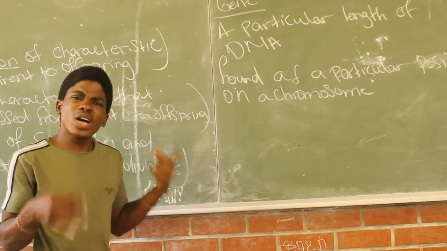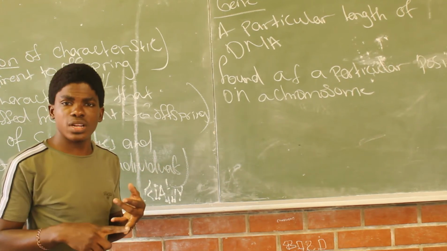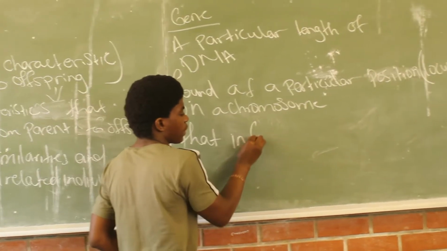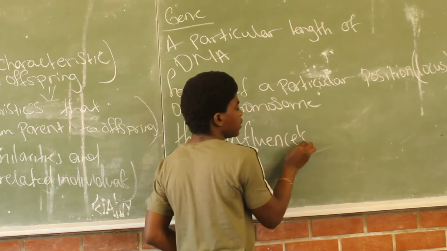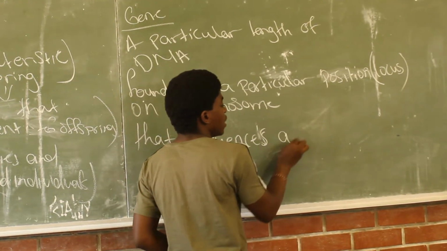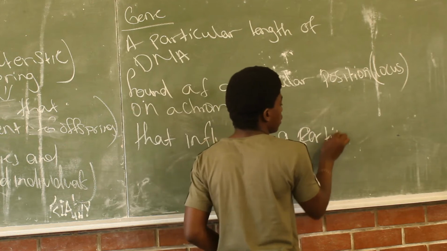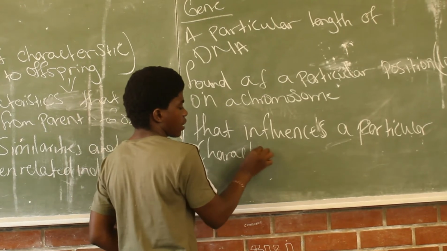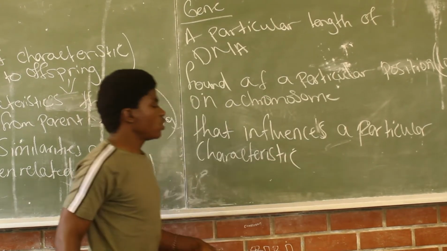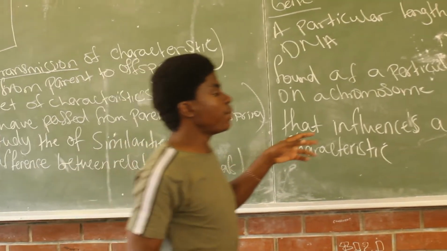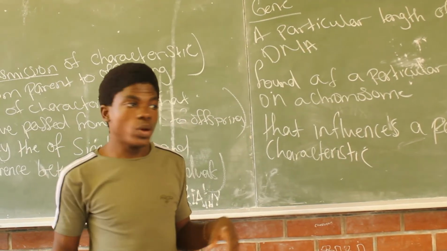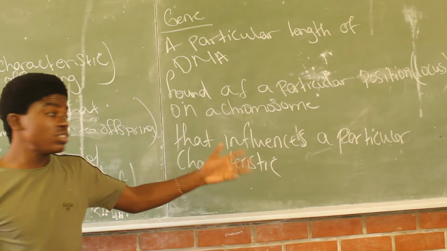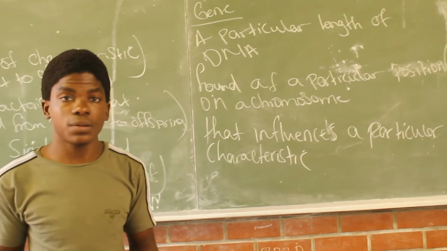But then, what does it do? We know where it's found, we know what it is, but what does it do? It influences a particular characteristic. When we don't want to say a particular characteristic, we can say a trait. But it would be much easier to understand when you say a characteristic.